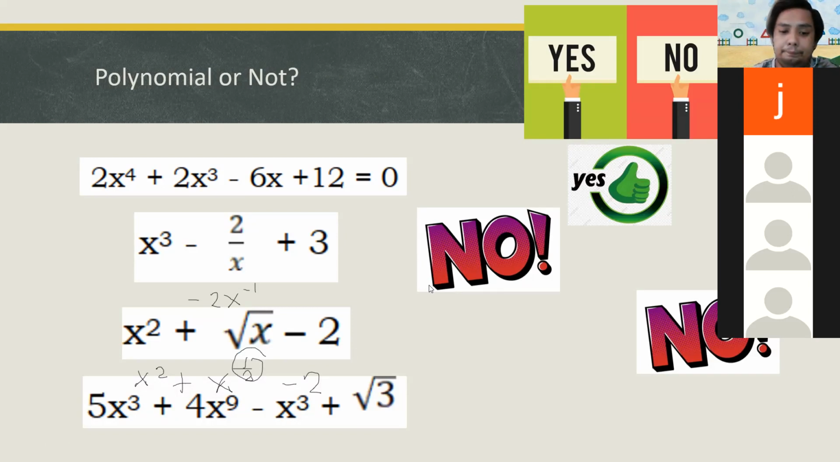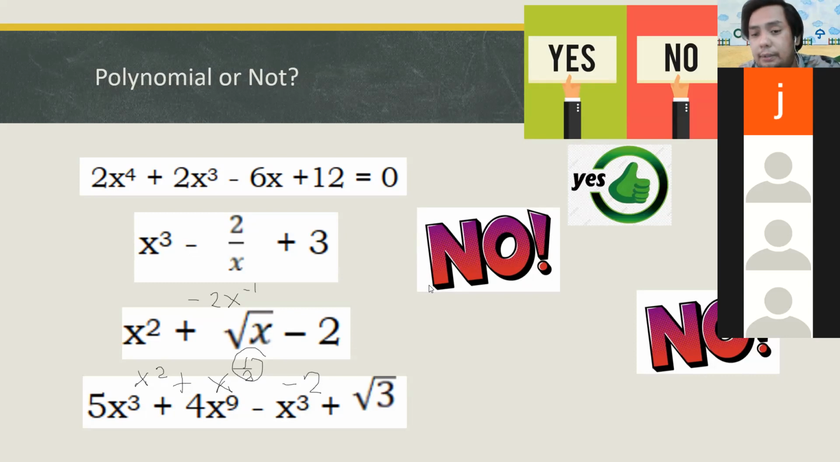Polynomial o hindi? Papalagay nyo. No, sir. Bakit po? Kasi sir, yung square root of 3 ay hindi whole number. Okay, sabi po ni John Mark Bryan ay square root of 3 raw, kaya hindi siya polynomial.